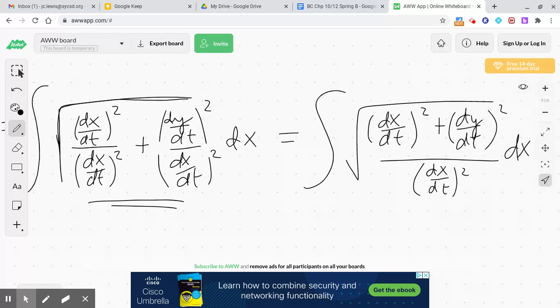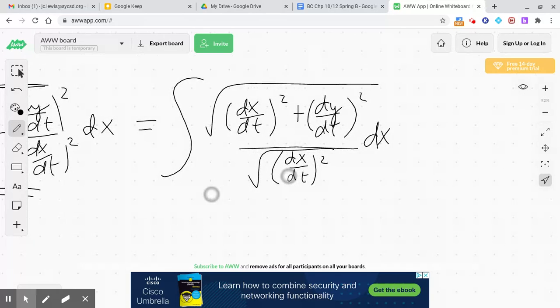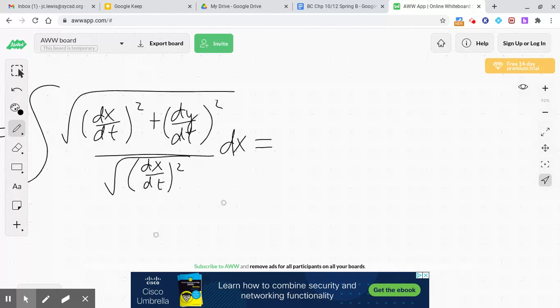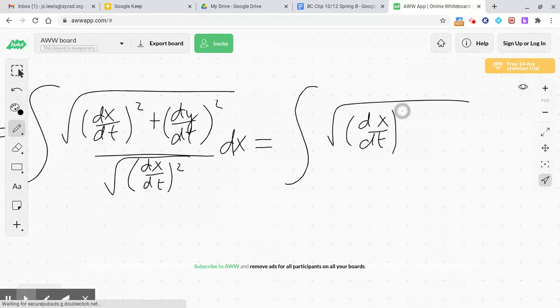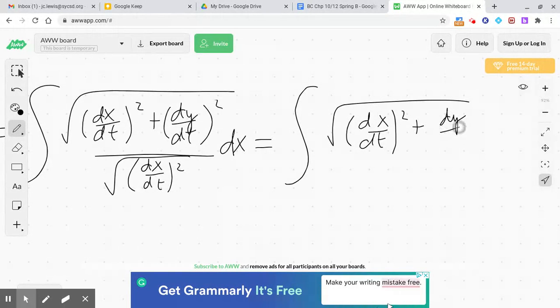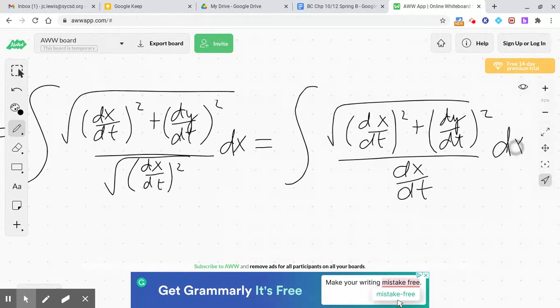Now I can dig in a little bit further. I'm going to rewrite this once more, and instead of having the square root of the entire quantity, I'm going to take the square root of the numerator and the square root of the denominator. That means the numerator stays the same, the square root of dx/dt squared plus dy/dt squared, over dx/dt, dx.